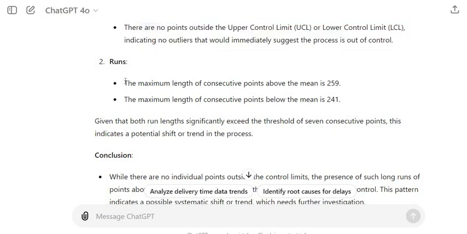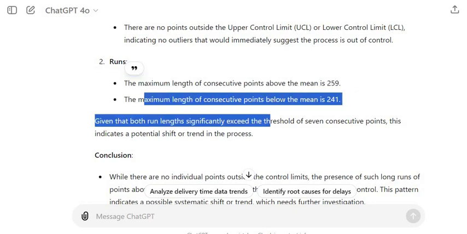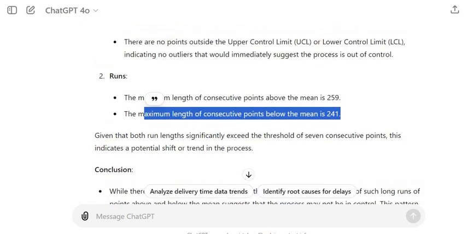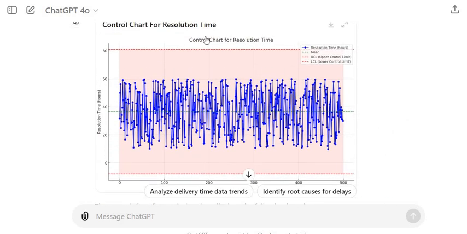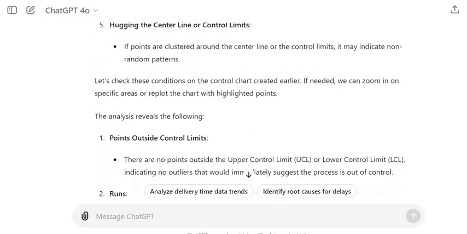About the run, it told me that the maximum length of consecutive points above the mean is 259. And the maximum length of consecutive points below the mean is 241. It didn't seem right to me, because if you see the control chart, again, these are not consecutively above or below the mean line, because these are randomly spread across both sides of the mean. Okay. So this was surprising for me, and this should also tell you that ChatGPT can make mistakes.